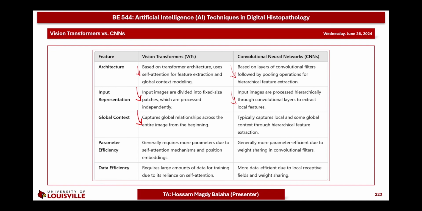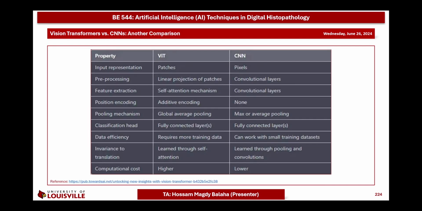Vision transformers require more data than CNNs. CNNs can work with less data. And this is another simple comparison between ViT, or vision transformers, and CNNs.